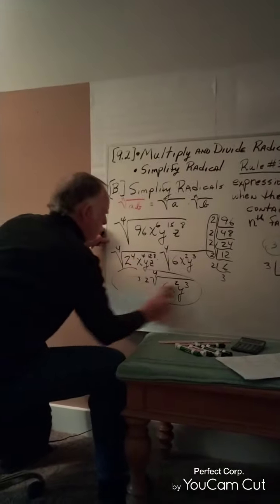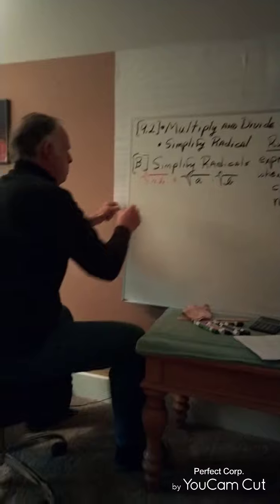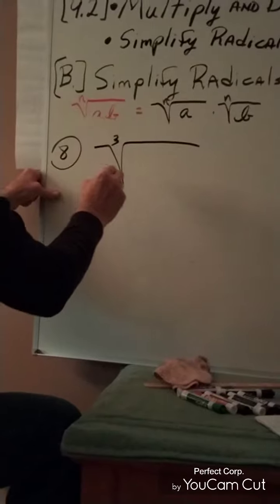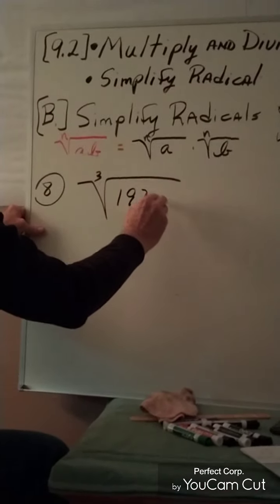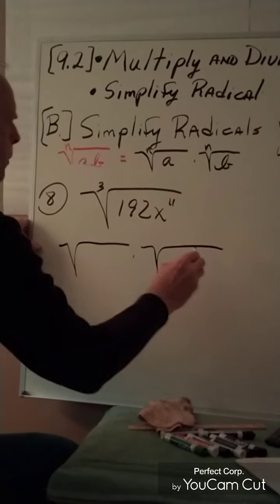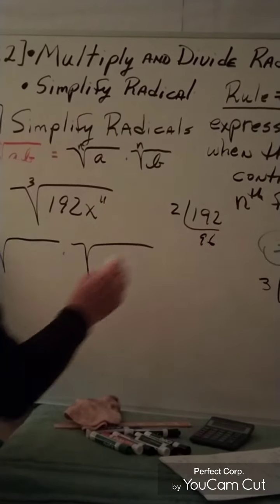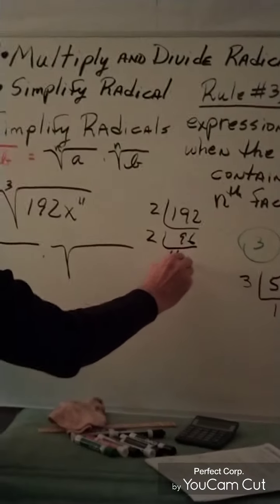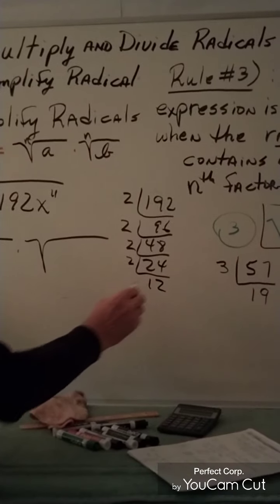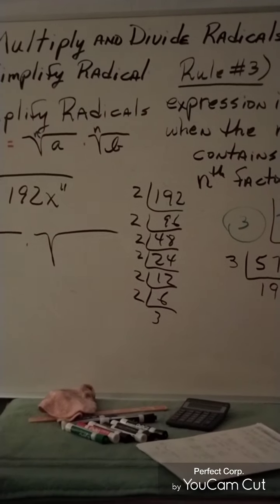Now, if I can just quickly go back, I'll feel bad if I don't make it right. Back to number 8. That cubed root of 192 x to the 11th. Just quickly get it ready. That 192 was 2 and 96. That was 2 and 48. That was 2 and 24. That was 2 and 12. That was 2 and 6. And that was 2 and 3.